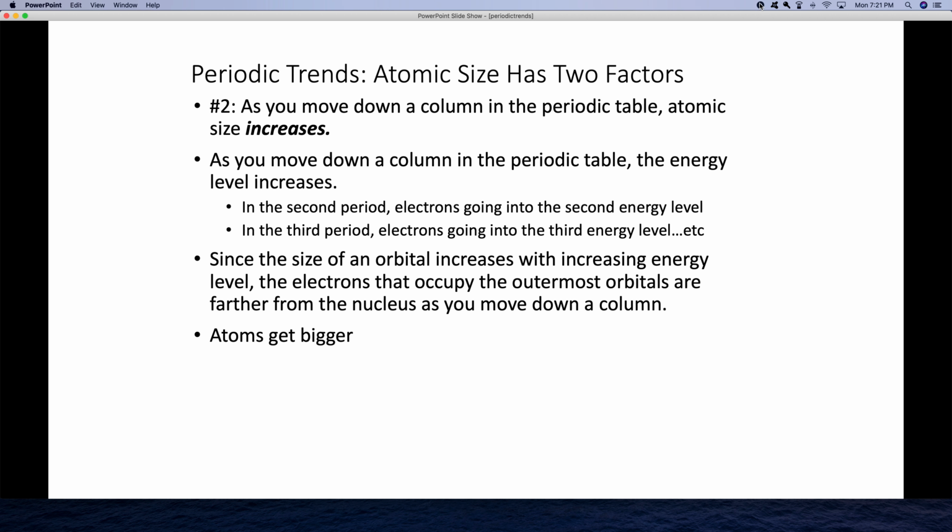So for example, in the second period, the electrons are going into the second energy level. Second period is, of course, the second row. The third period, we're going into the third energy level. If I'm standing on the third energy level and I'm looking at the second energy level, I'm looking in. So the third energy level surrounds the second energy level. Therefore, as we go down a column, we're adding an entire layer of electrons, so the atoms are going to get much, much larger. And if you look back a couple of slides, you can see that.